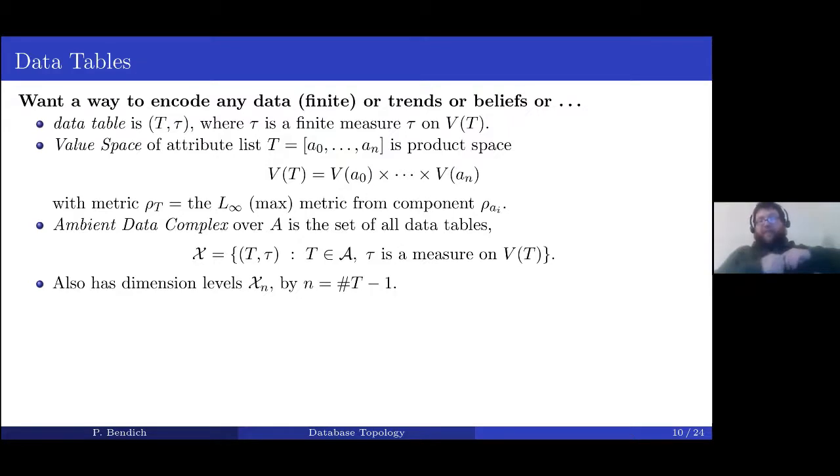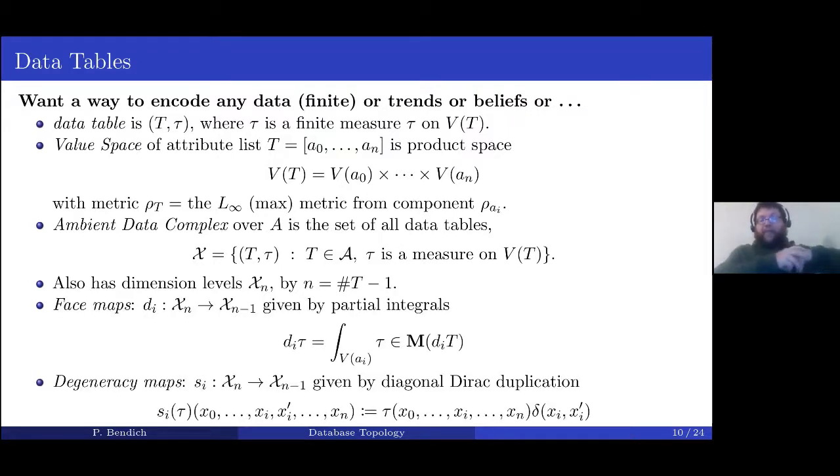You can stratify this by dimension, just as we had before, and we get a simplicial set structure. So if you have a data table of size n, you can map that down to a data table of size n-1 by just doing a marginalization integral out. We have degeneracy maps. So if you have a data table of size n, oh, and this is a typo, that should be n+1, not n-1 on the degeneracy map. I apologize. It's amazing I haven't caught that.